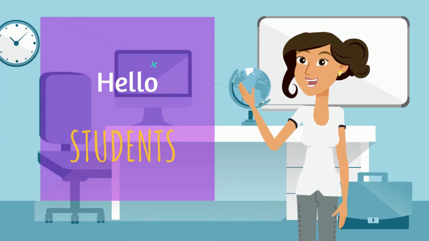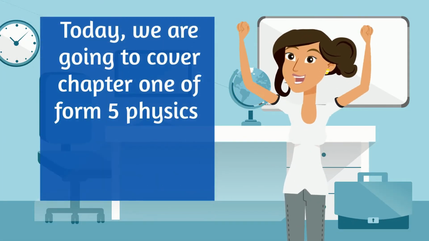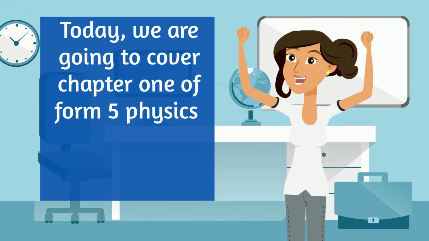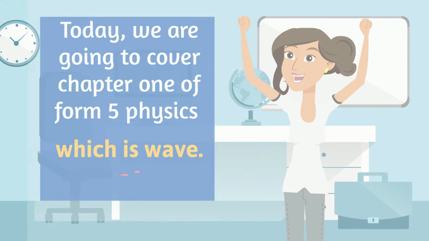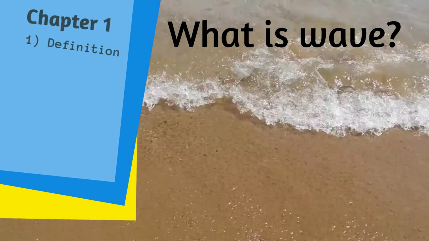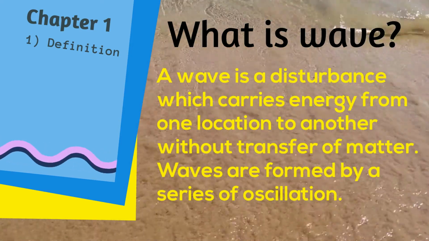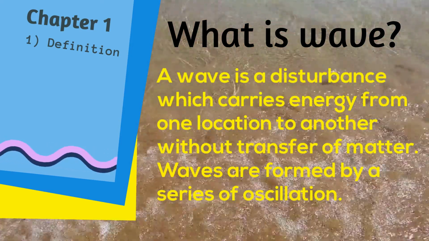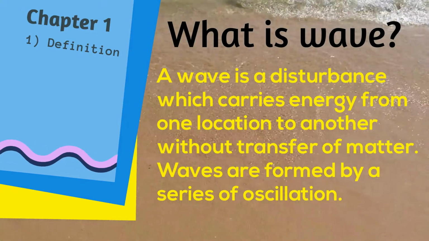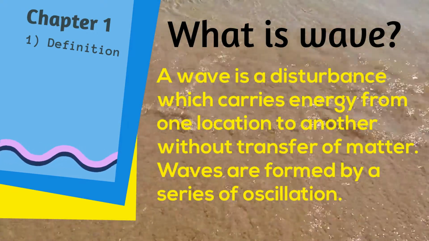Hello students! Today we are going to cover Chapter 1 of Form 5 Physics, Waves. So what is a wave? A wave is a disturbance which carries energy from one location to another without the transfer of matter. Waves are formed by a series of oscillations.